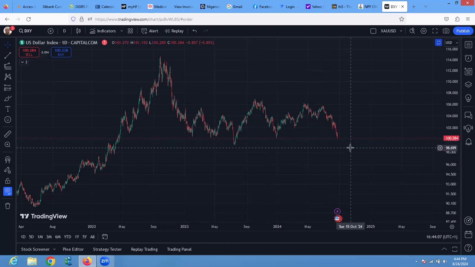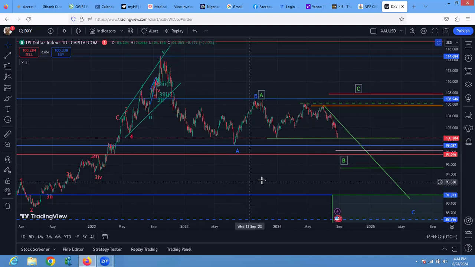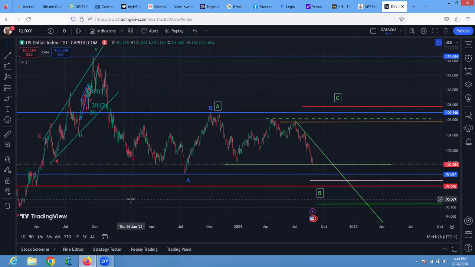Then we may see one more leg without breaking a particular level, and it will turn up as a sharp wave, a single sharp wave to the upside before we fall. Now, let me bring my drawing for you to see what I'm trying to say. Now, this is the scenario I'm trying to paint here.